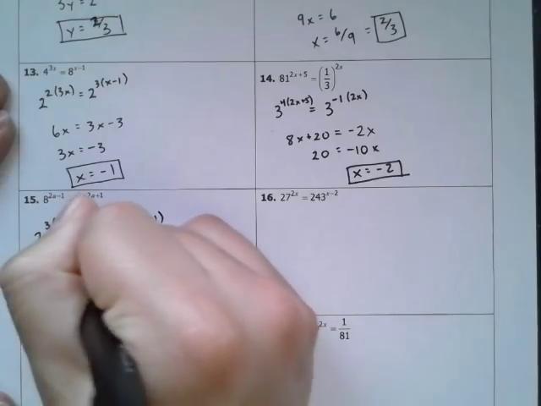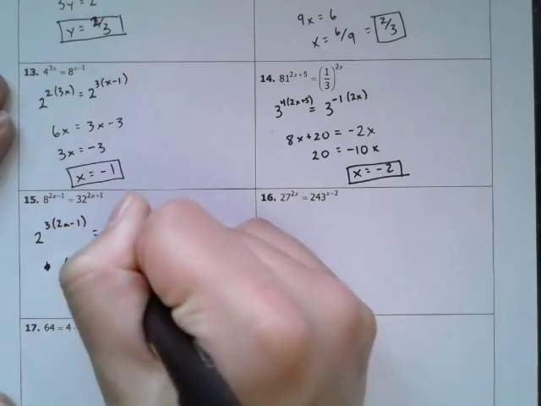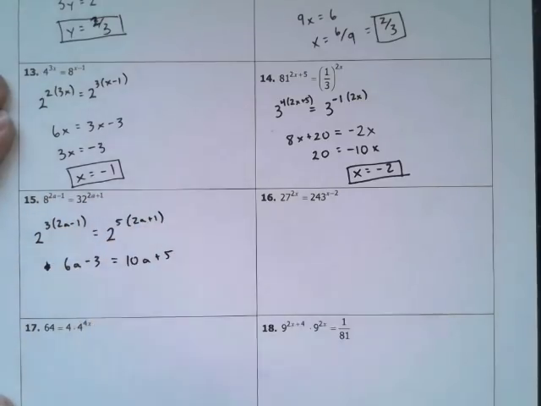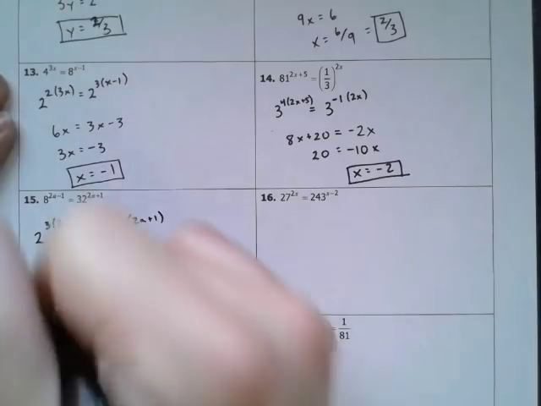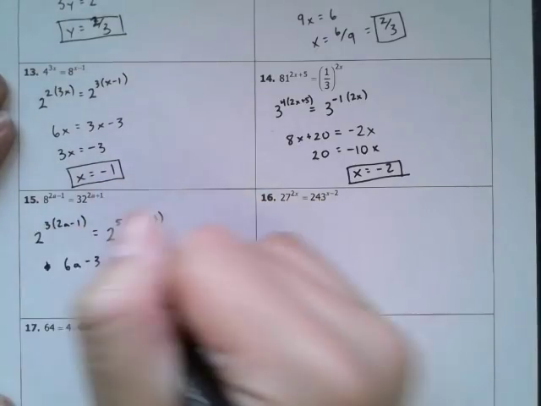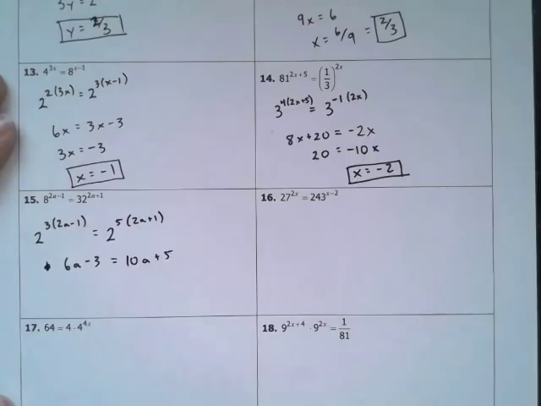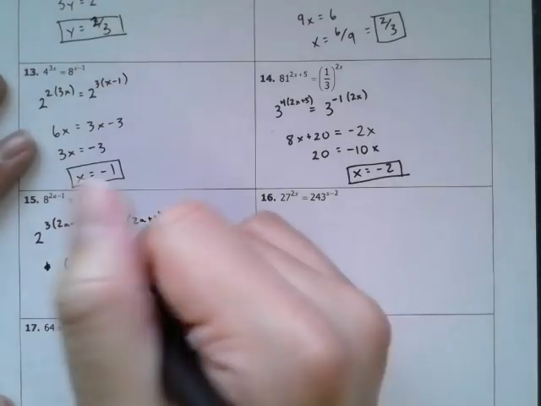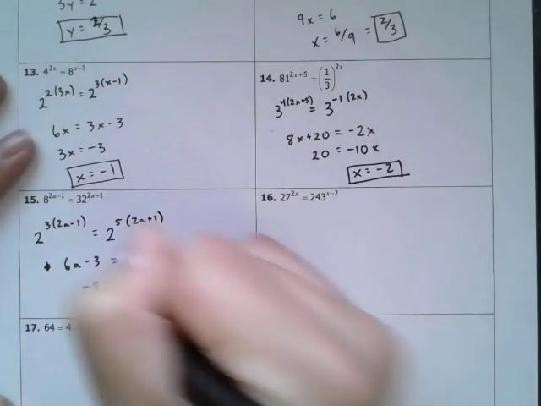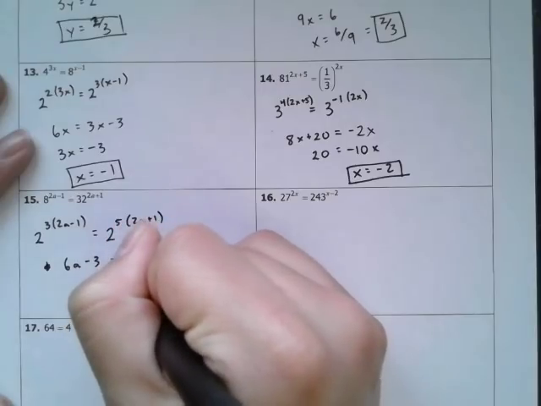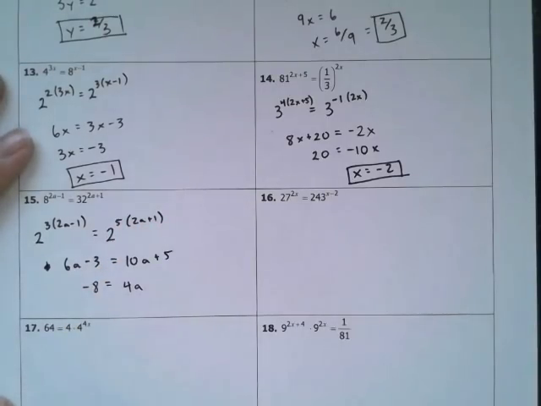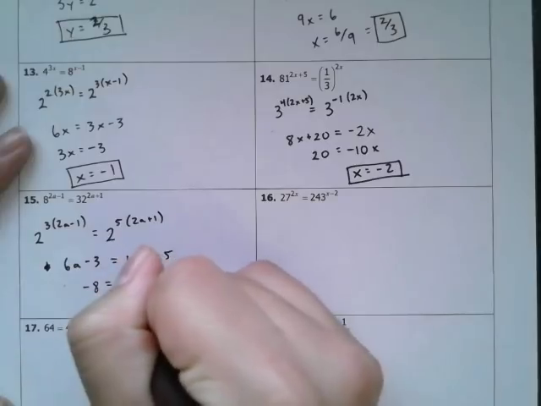I get 6a minus 3 is equal to 10a plus 5. I'm going to send my a's over to the right side and then the constants to the left side, so I get negative 8 is equal to 4a. So again, I subtracted negative 5 from both sides, then I send the 6a to this, and I subtracted, so I got 4a. So then I get a is equal to negative 2.